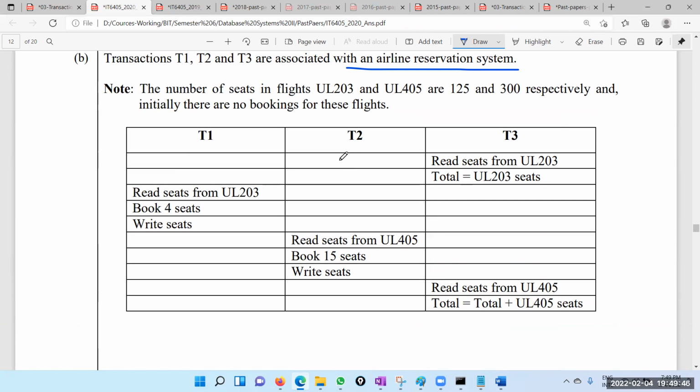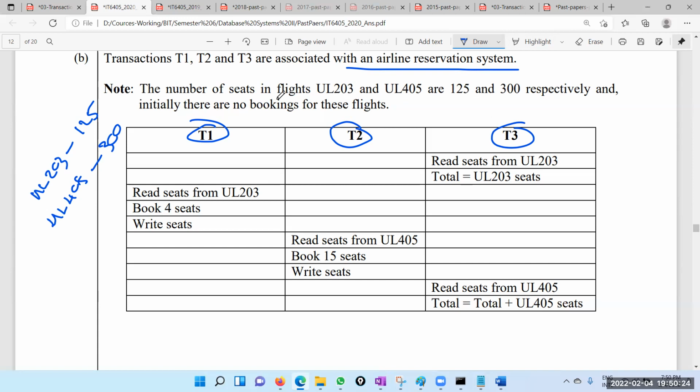Transactions T1, T2 and T3 are associated with an airline reservation system. This is transaction 1, transaction 2, transaction 3. Again, read it. The number of seats in flights UL 203. So you can see they are referring to UL 203. There are 125 seats initially. And UL 405, there are initially 300 seats. Initially, there are no bookings for these flights. No bookings, 0 bookings.